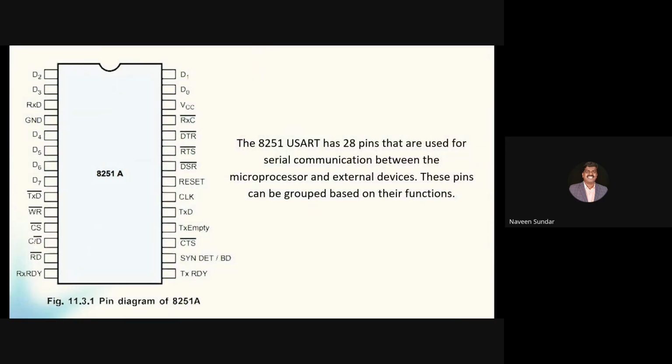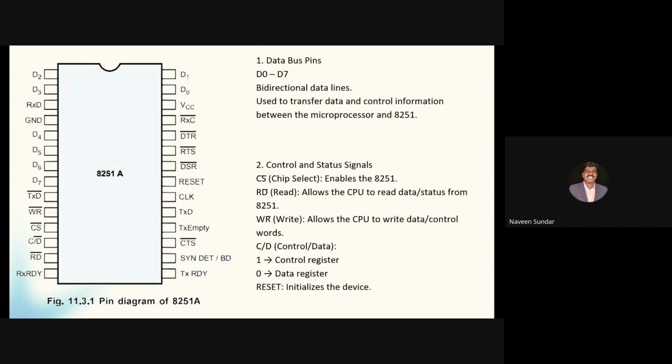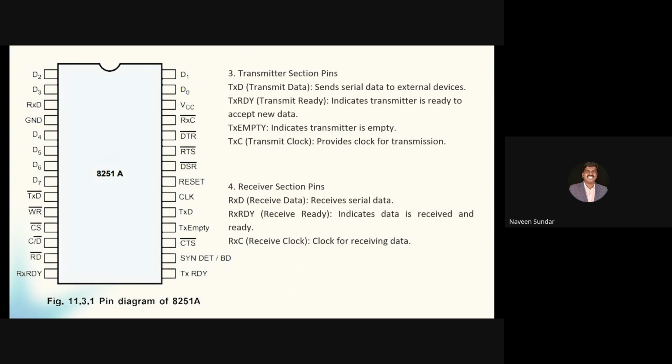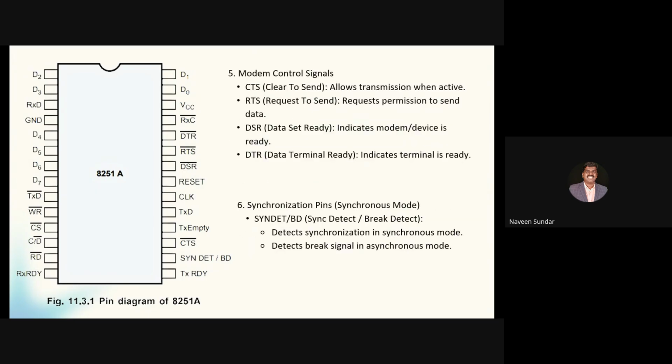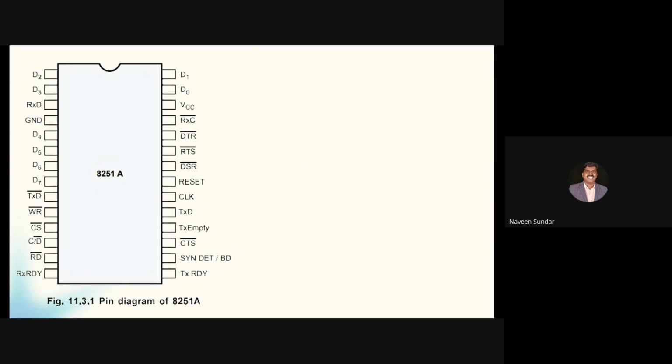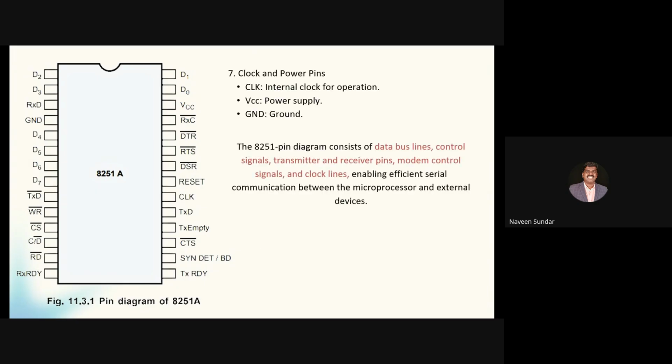This is about the pin configuration. You have 28 pins for serial communication between the microprocessor and the external device. The transmitter and receiver parts, the modem part, the data lines, and the remaining pins like ground and chip select we have already seen. This is the pin configuration for 8251, as we discussed the functions in the previous slides. I hope you got the pin configuration as well.